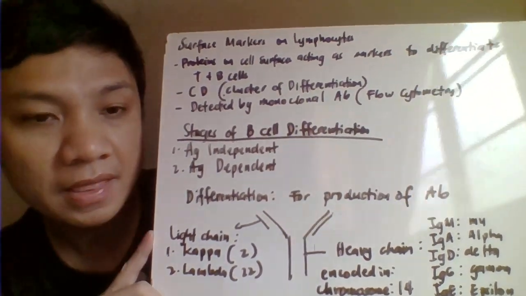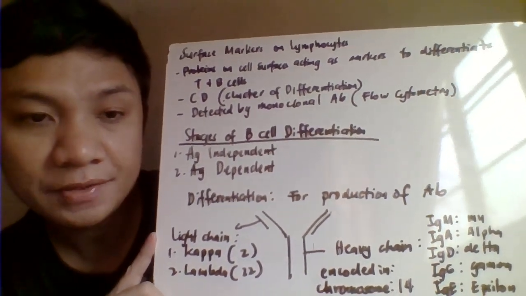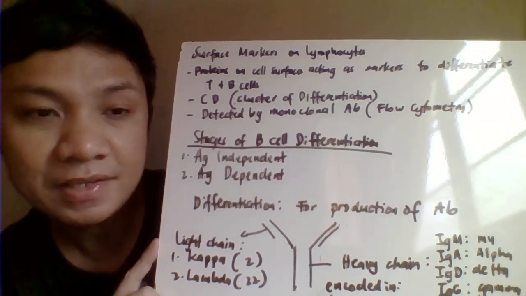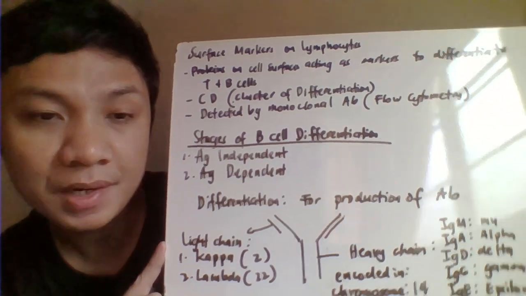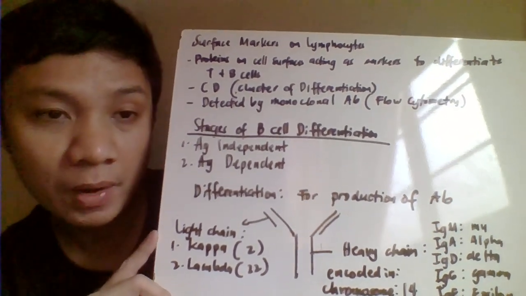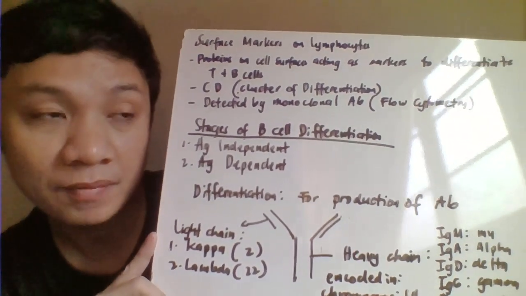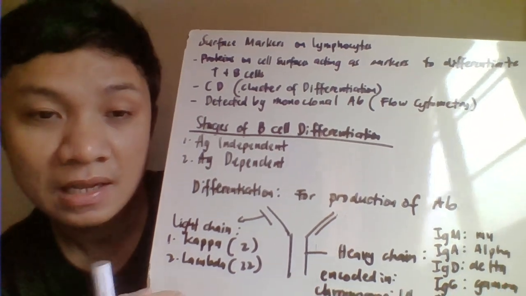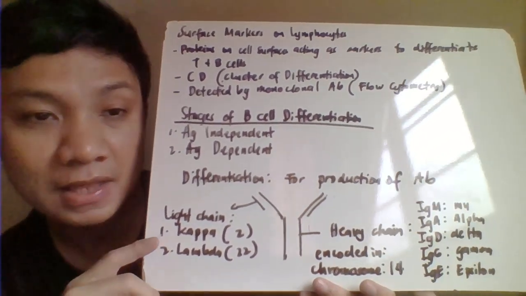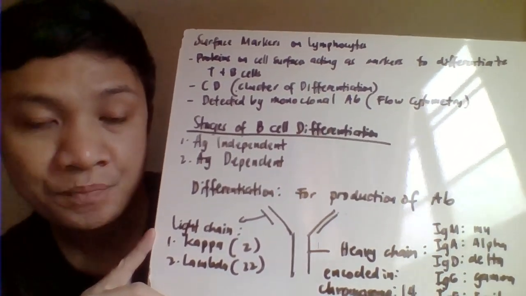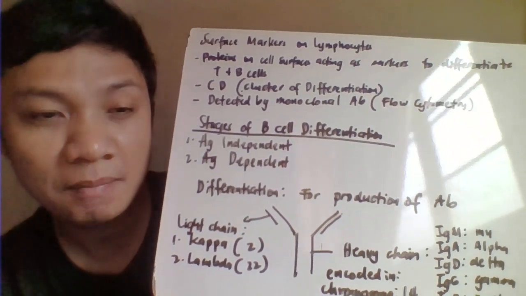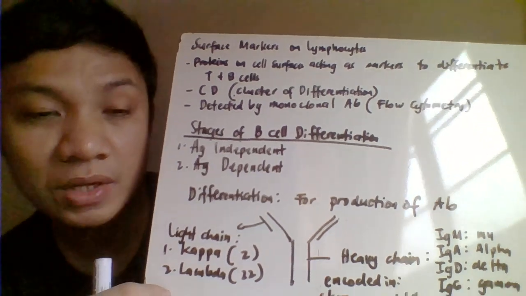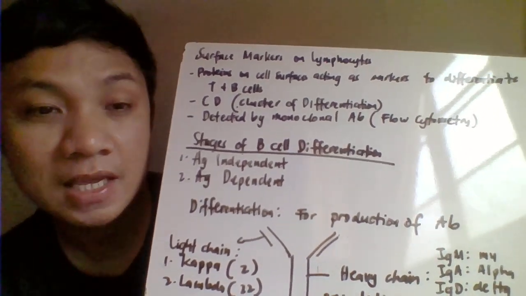Okay, so we have here the CD markers or the surface markers. Actually, these are the markers present on the surface of our T and B lymphocytes that will help us differentiate the different stages of our T and B lymphocytes. Because under the microscope, we could not distinguish the T and the B lymphocytes.